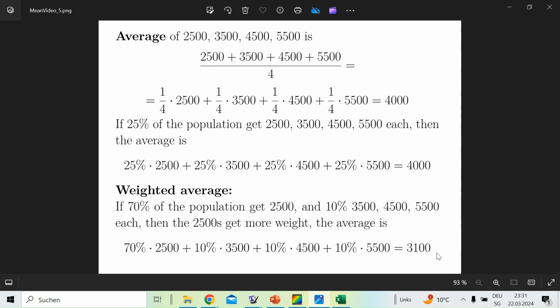And the result is 3,100. So this is the average of such a population. And this is a formula we will use in our Excel sheet. It's a very important formula, the weighted average formula. It's related, in a sense, to expected value of an experiment in probability theory. It's more or less the same idea.